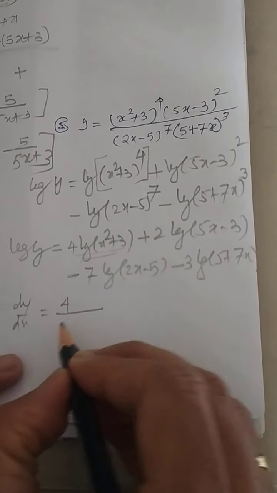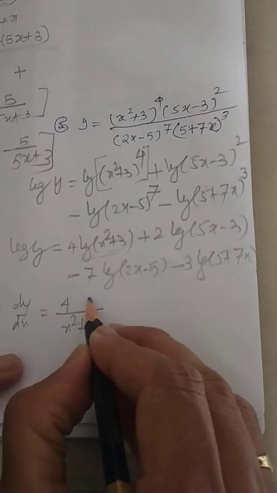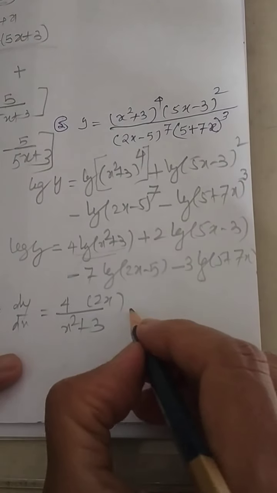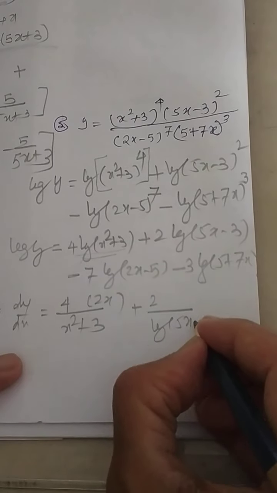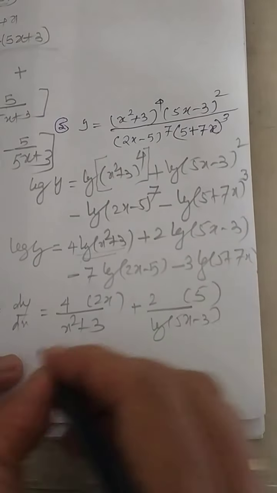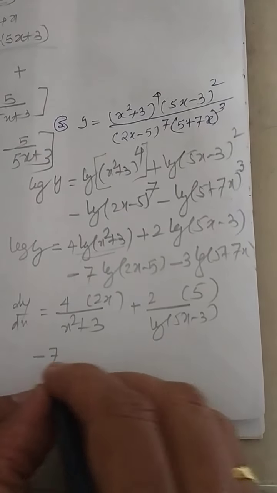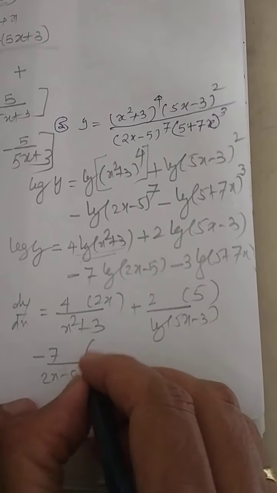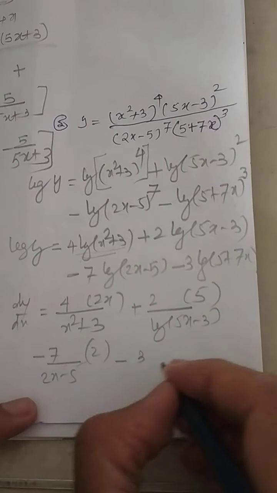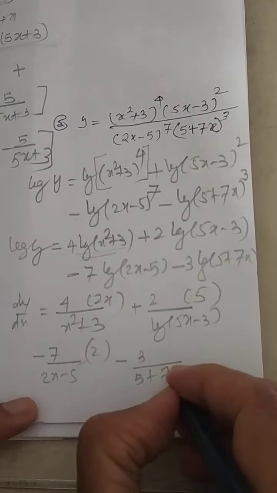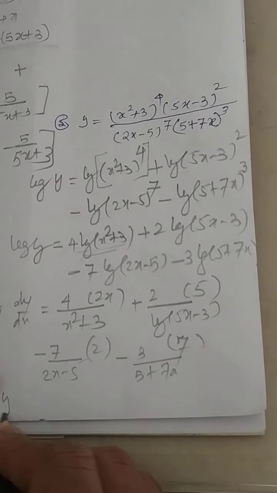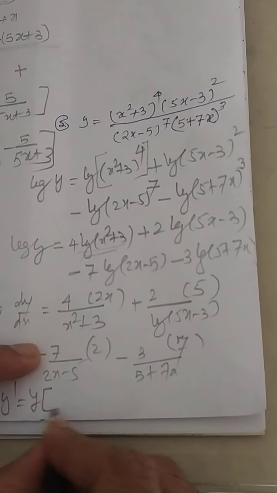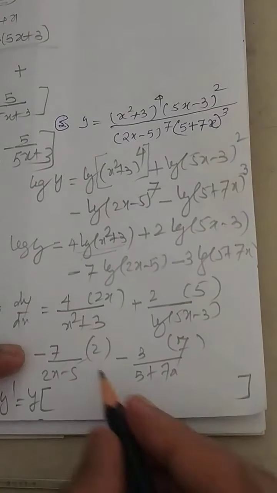Now log will send that expression down, and 2x will be the chain rule concept plus 2 as it is. Here it will be log of 5x minus 3, and again 5 minus 7 will be as it is upon 2x minus 5, over here 2 minus 3 as it is. Here 5x plus 7 will go down and it will be multiplied with 7. So therefore y dash will be equal to y into the final expression.